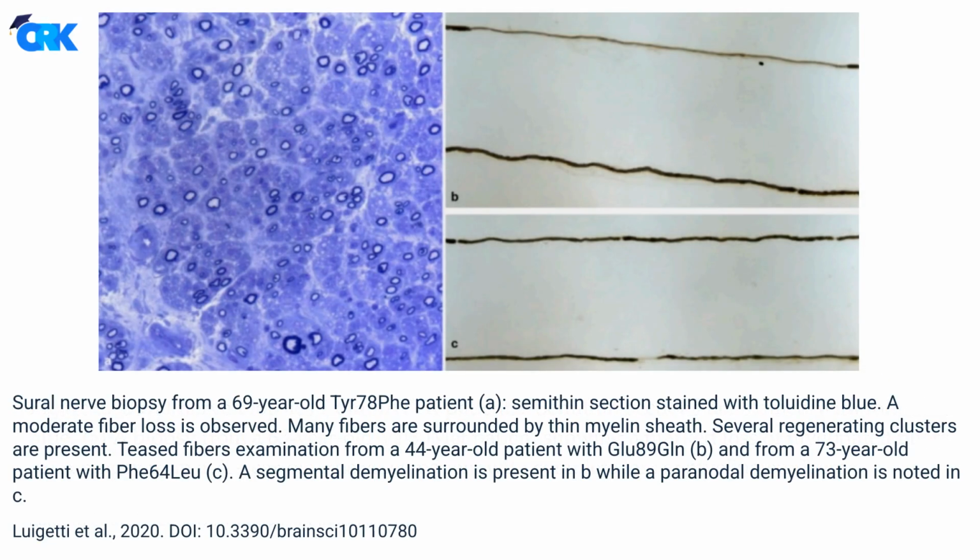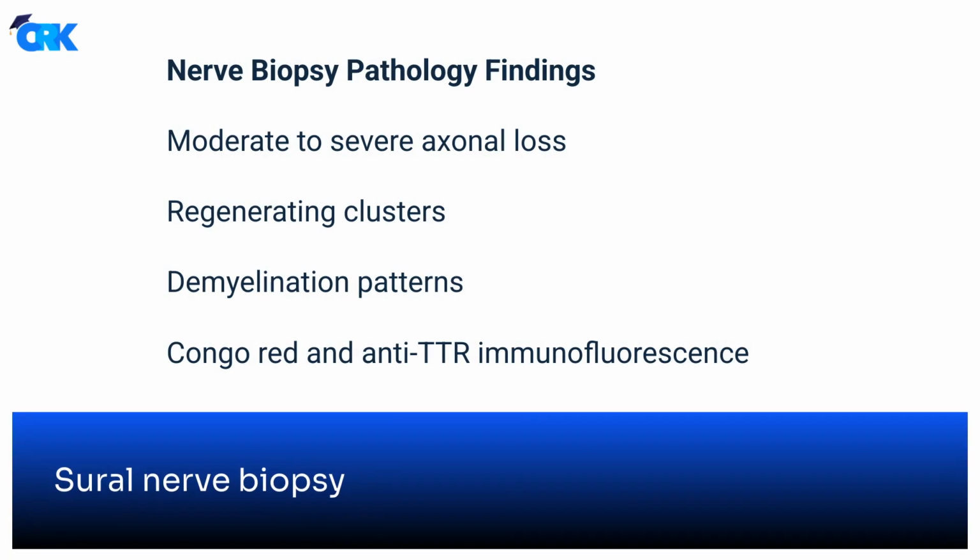Across all genotypes, moderate to severe axonal loss was observed in 94% of cases. Additional features included active axonal degeneration, regenerating clusters, and thin myelin sheaths, all consistent with the length-dependent neuropathy typical of hATTR. Nerve biopsy pathology findings: moderate to severe axonal loss, regenerating clusters, demyelination patterns, and Congo red and anti-TTR immunofluorescence.